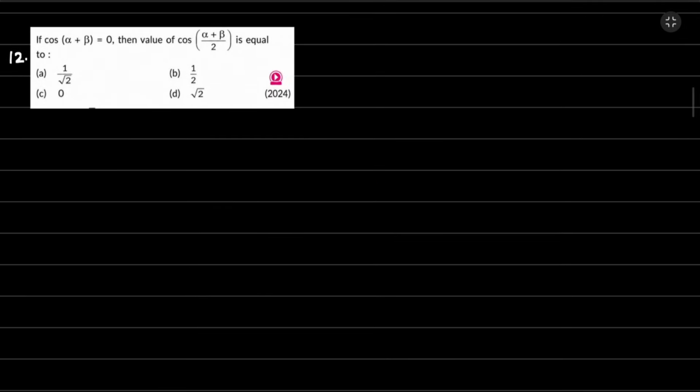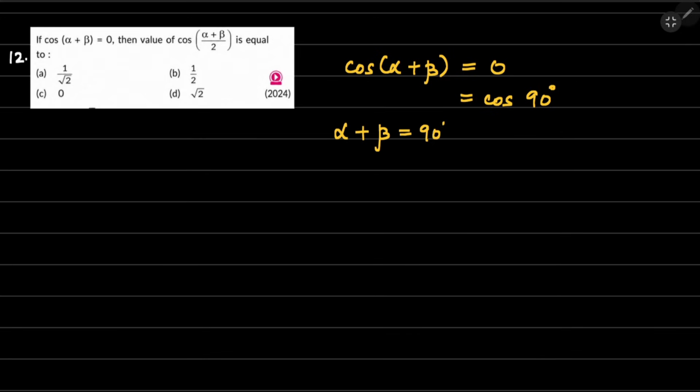If cos of alpha plus beta is equal to 0, then you have to find the value of cos of alpha plus beta by 2. What is the value? Let's do it. So cos of which angle is 0? If cos of alpha plus beta is equal to 0, cos 90 is 0. Okay, remember it. Cos 90 is 0. So on comparing, what do you get? Alpha plus beta is equal to 90 degree.